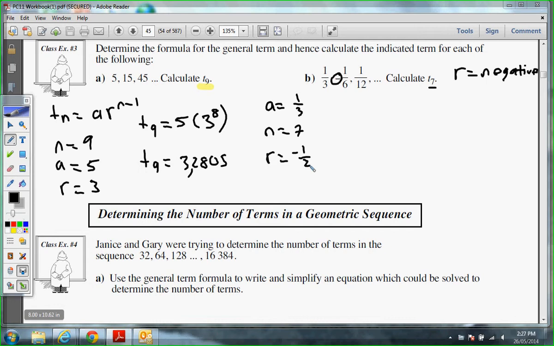So here's what we're going to do. This one's getting smaller, as you can see. So we're going to have term 7 is 1/3 times negative 1/2 to the n minus 1, which is 6. This is going to give us a positive 1 over 192, and we put it into our calculator. Okay, just got a couple more.